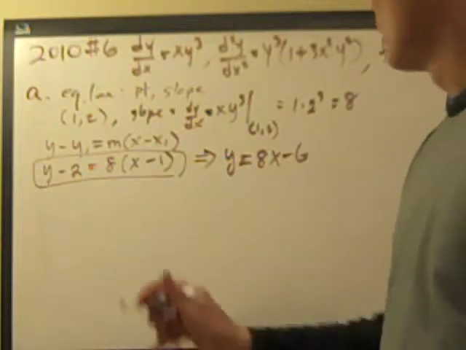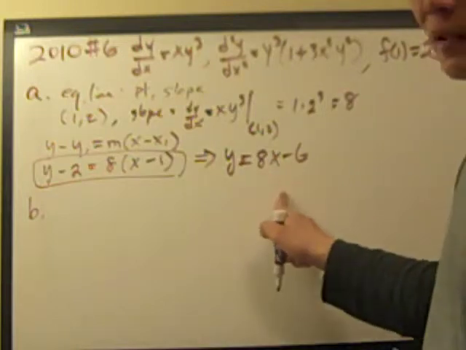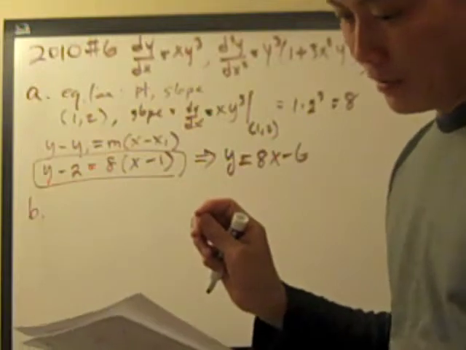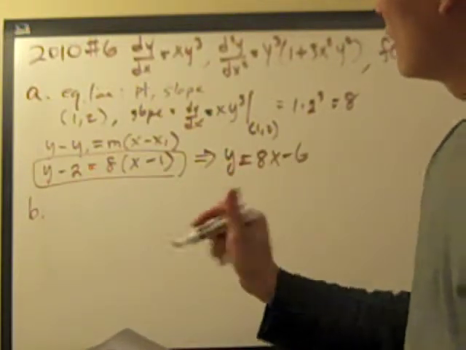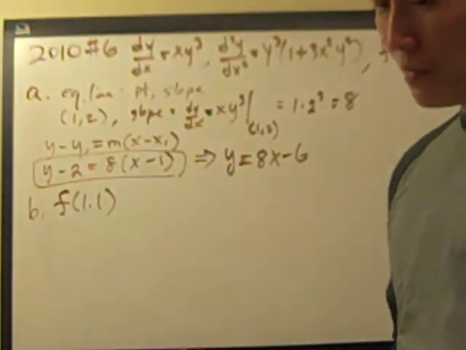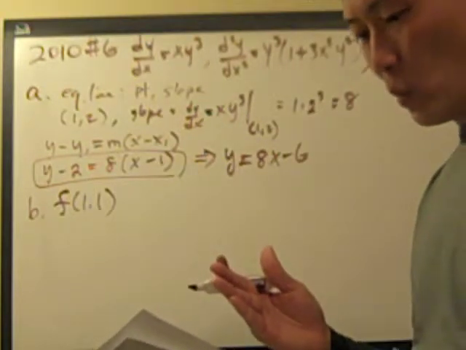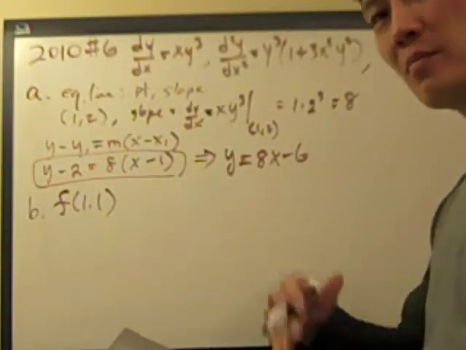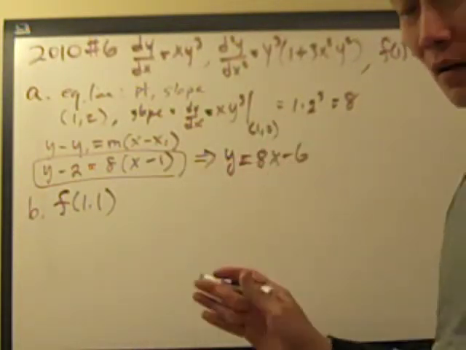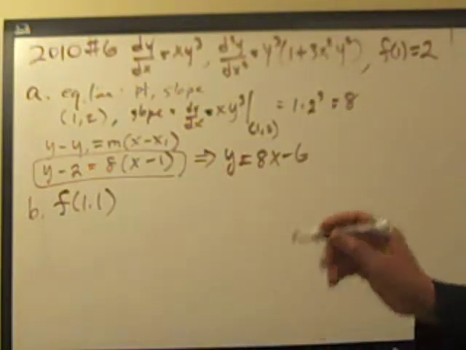Okay. Part B. Part B says use this tangent line, it's the same line, to approximate f of 1.1. So what does this mean? Not only that, it says to explain whether this value is going to be greater or less than the actual f of 1.1. Explain the reasoning. So this is how we think about it.